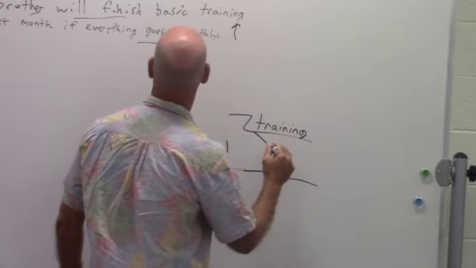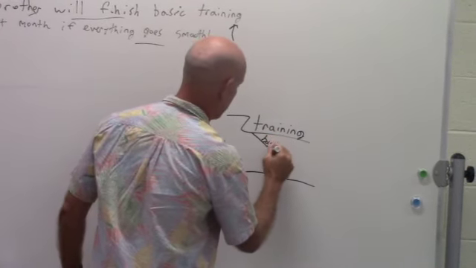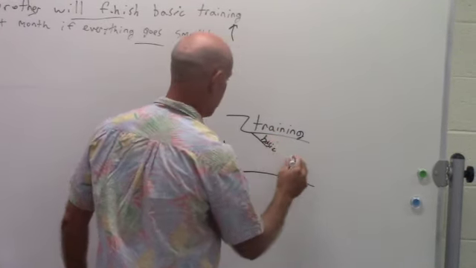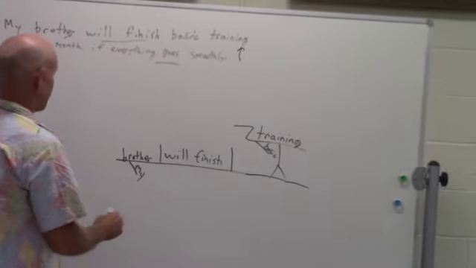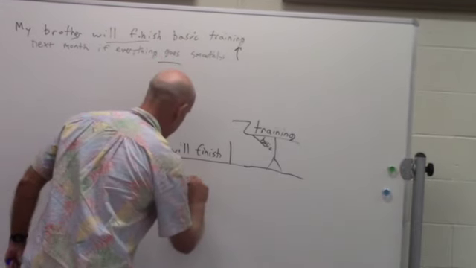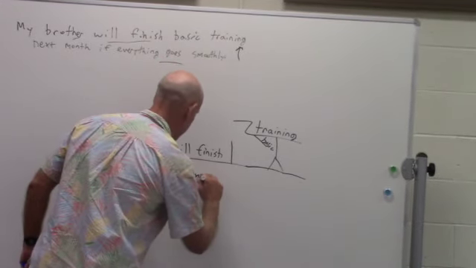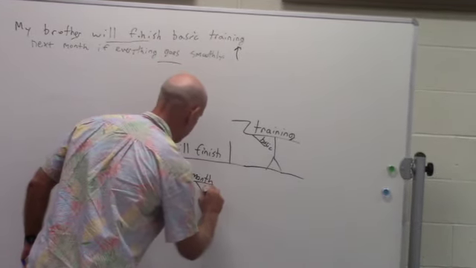And what type of training is it? Basic. Okay. So your ing is a thing here, your gerund phrase, a noun. And we have an adverbial there. When's he going to finish it? He's going to finish it next month. Time and place. All right.